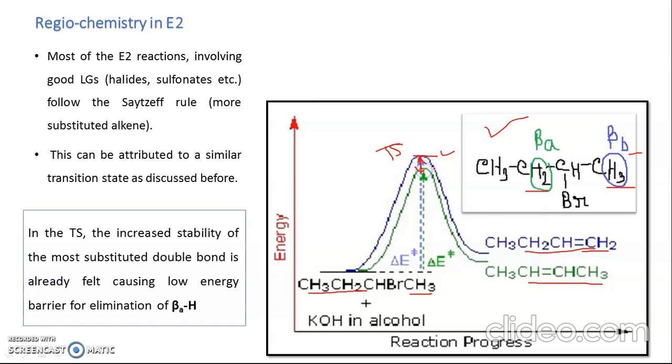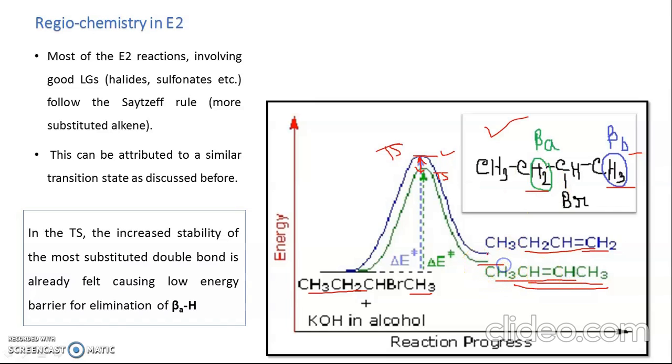And the other transition state, that is leading to this green product, the more substituted alkene, the Saytzeff product, is lower in energy compared to the first one. So the stability of the double bond is already felt in the transition state. So that is why our final product, according to the Saytzeff rule, the more substituted alkene, will be the major. Sorry, both of them will be produced, but one of them will be major, and that one is the more substituted alkene.